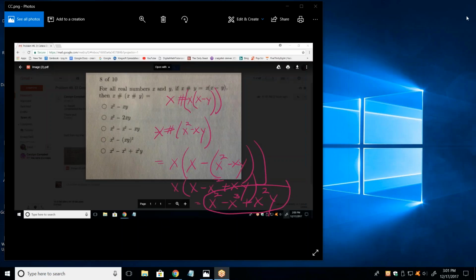Again. And let me take a picture of a picture.